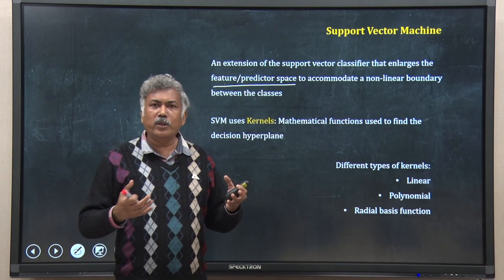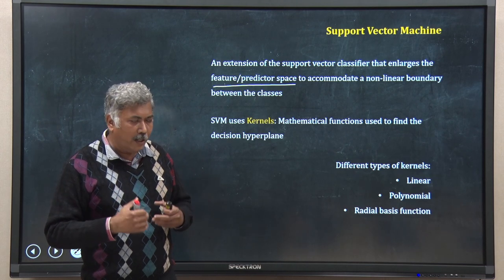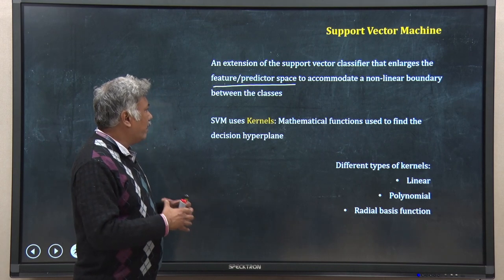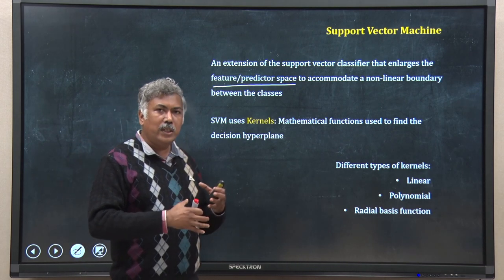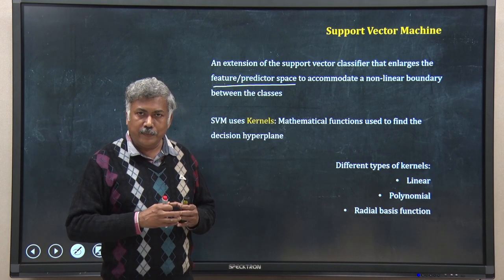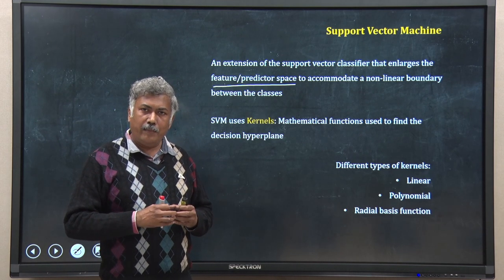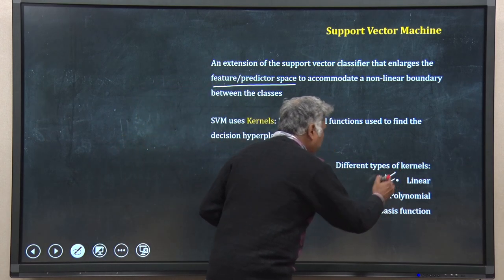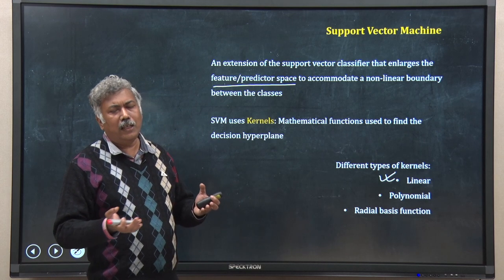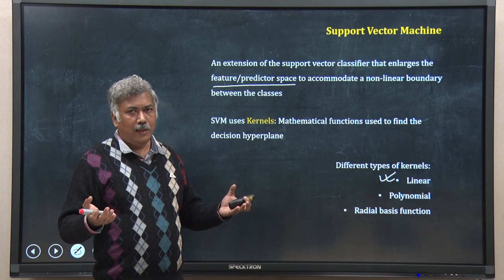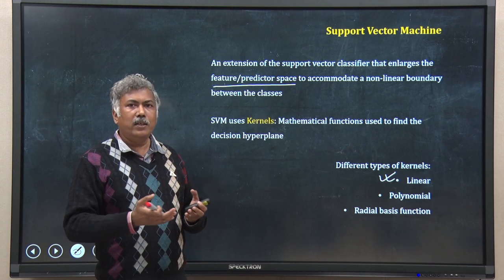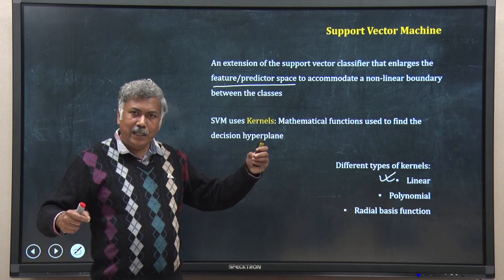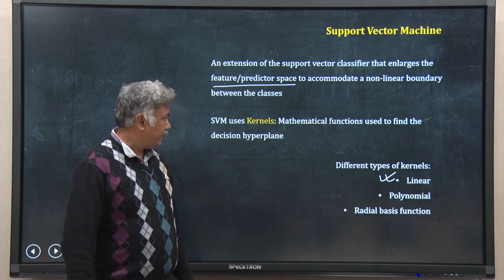I have shown that graphically to explain. Obviously, the algorithm will not do it graphically; it will use mathematical functions, so it uses something called kernels. Kernels are nothing but functions which are used to do this type of mapping and then classification. There are many types of kernels available for support vector machines. One of them could be the linear one. If you use the linear one, it will become nothing but the support vector classifier, because in a support vector classifier you are using a linear function to do classification: a straight line is linear, and a plane is also a linear function.